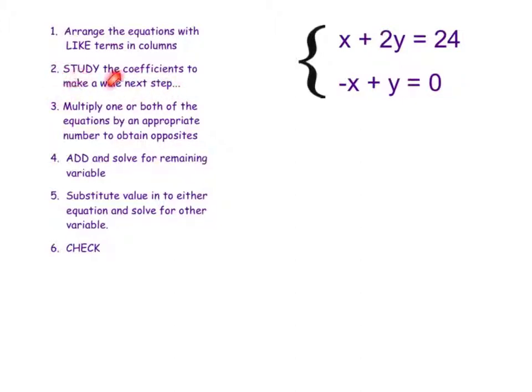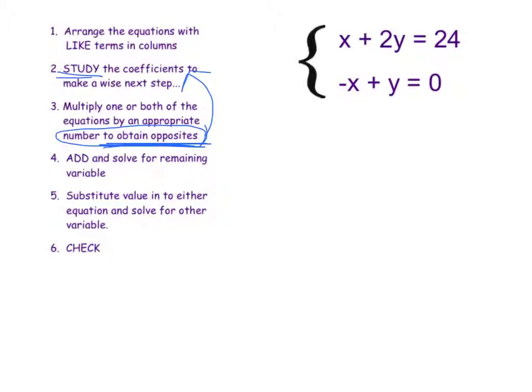And to do that, you have to study the coefficients. You want to look at what the coefficients are for each of the variables. So here I have a 1 and a negative 1 and a 2 and a 1. Okay, so you're going to study them because what you're looking for is this right here. You want opposites because you want to cancel out or eliminate one of the variables by combining the two equations. So you're wanting opposites.